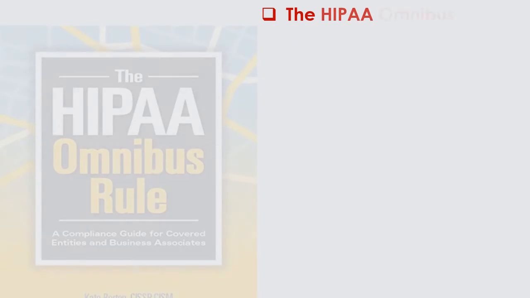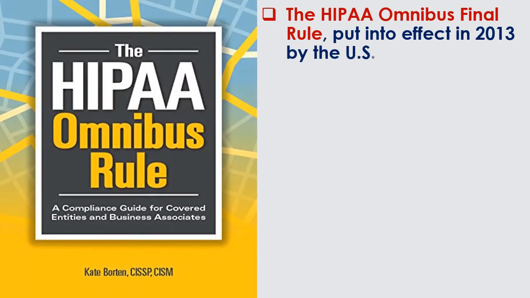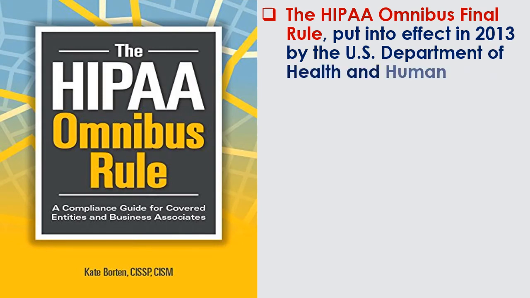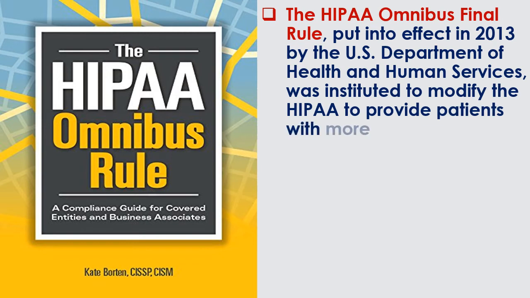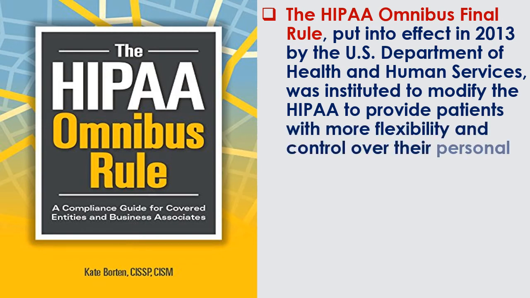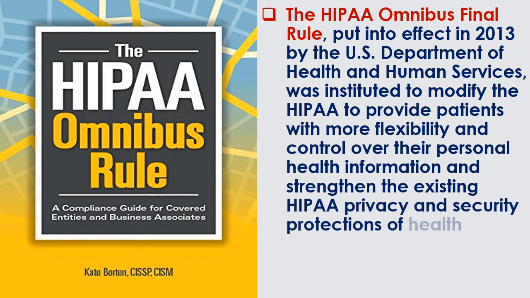The HIPAA Omnibus Final Rule, put into effect in 2013 by the U.S. Department of Health and Human Services, was instituted to modify HIPAA to provide patients with more flexibility and control over their personal health information and strengthen the existing HIPAA privacy and security protections of health information.